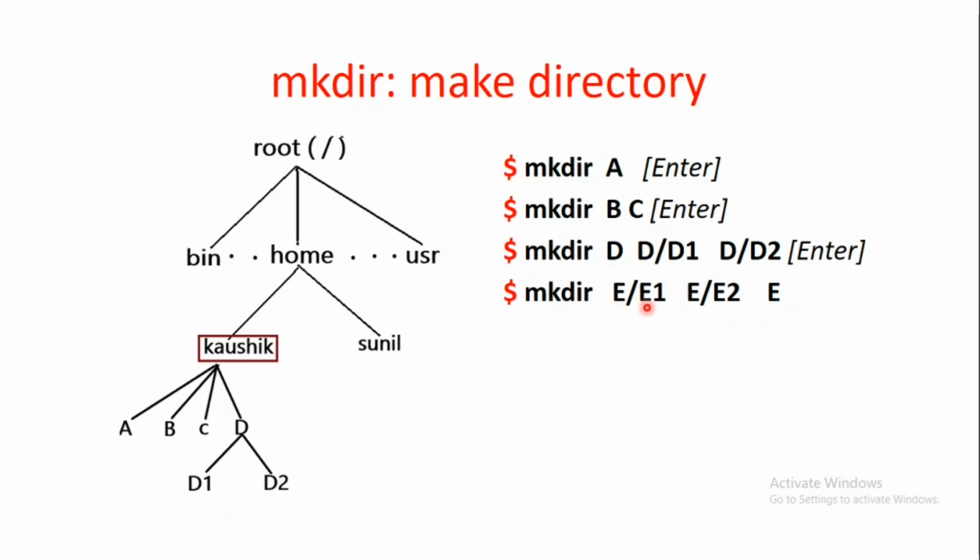Obviously, when I give E/E1, E doesn't exist, so this will throw an error. To make this proper, first I should have given E, followed by E/E1 and then E/E2. So this is about the mkdir command.